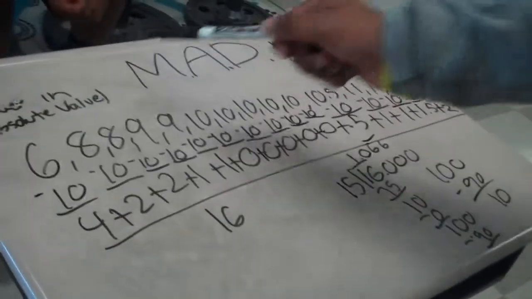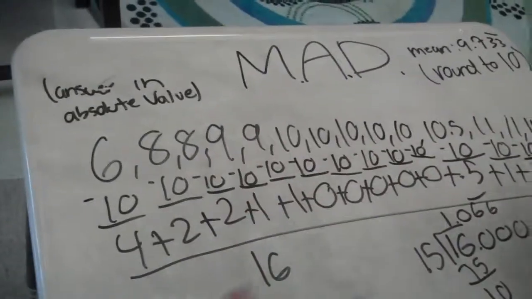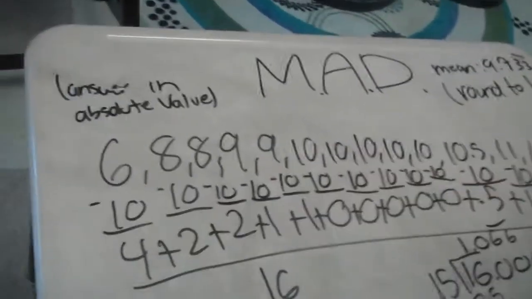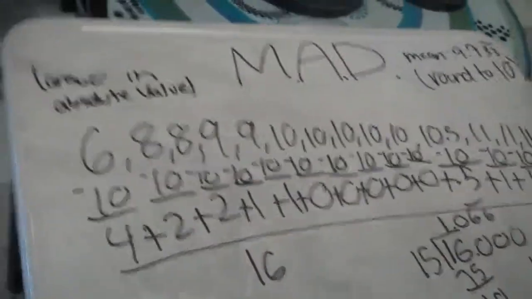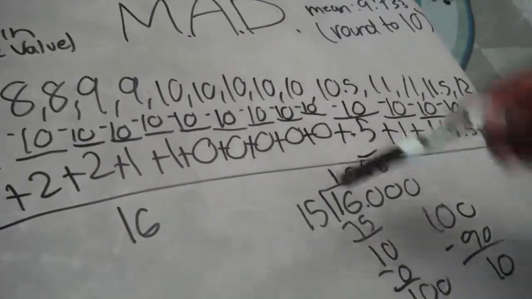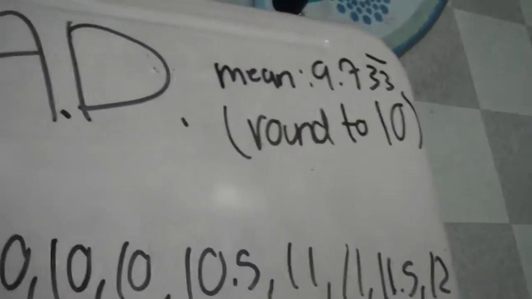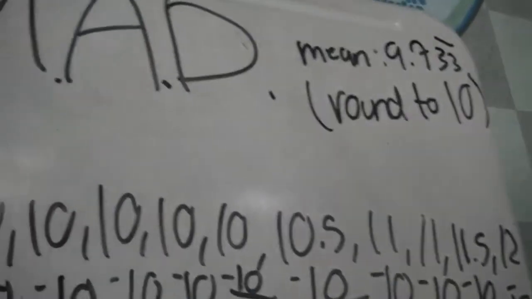Okay, our last measure of central tendency is the MAD, mean absolute deviation. What this tells us is how far away each data point is from the mean, or the average. Okay? So, some important things you have to remember. When you're using the mean absolute deviation, you're using the mean. When you use the mean, you round to the nearest 10, or nearest 1, whatever is more comfortable for you. I decided, since our mean is 9.733 repeated, that we have to round to 10.